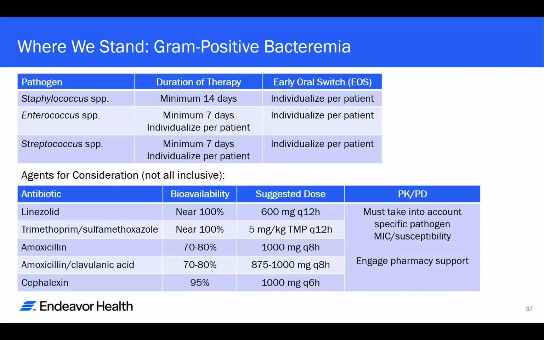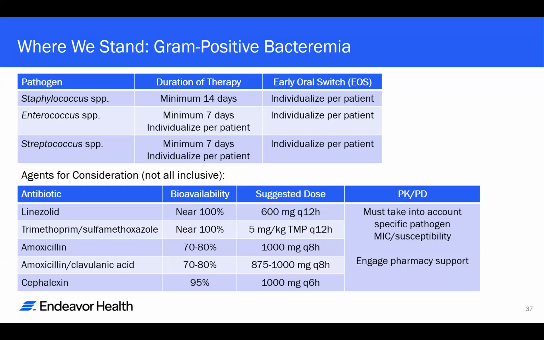In terms of early oral switch, yes, we can consider individualizing per patient. With Enterococcus and strep, BALANCE really gives us a good amount of literature and backing, along with some of our retrospective trials, that we can start with a minimum of 7 days and then expand out from there based on different clinical factors. And same thing with early oral switch.